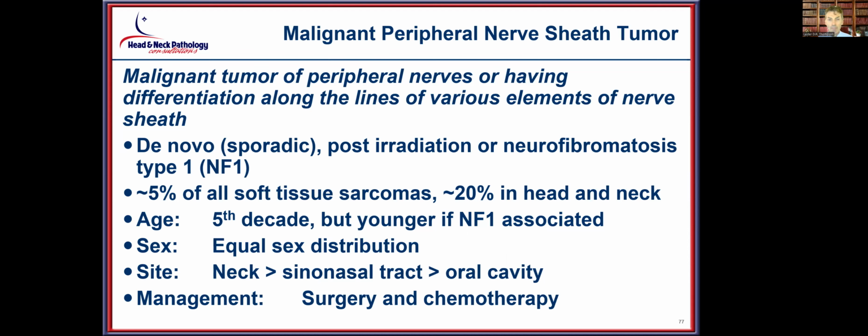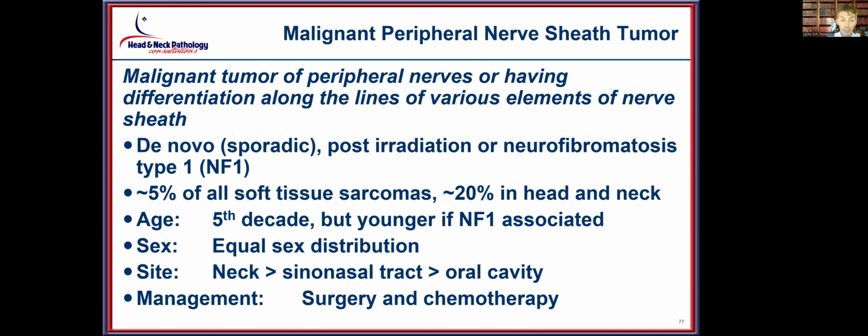You know, the malignant peripheral nerve sheath tumor is always a challenging lesion in the sinonasal tract. It's not a common tumor in that location. Recognize that it's usually sporadic, but of course can be seen both in the post-irradiation as well as in the neurofibromatosis or NF1 setting. Many of them will develop, in fact, in the head and neck space. So even though it only accounts for about 5% of all soft tissue sarcomas, about 20% of them occur in the head and neck area.